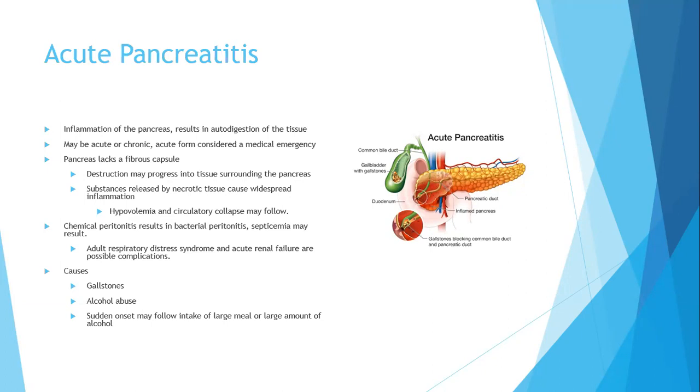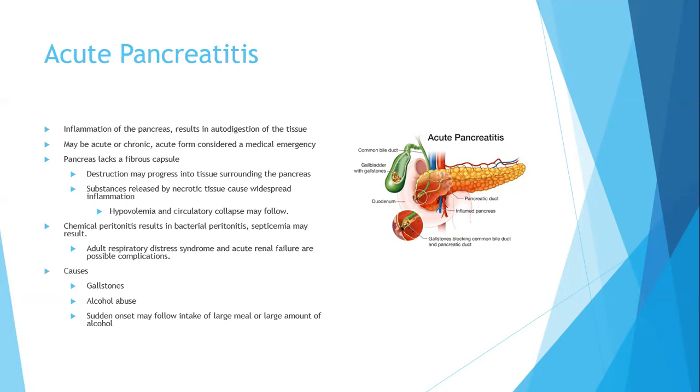If you are having destruction of tissue in the pancreas, it can also progress to tissue surrounding the pancreas, and substances released by the necrotic tissue can cause widespread inflammation because it's digesting the tissues around it, basically. And that can cause hypovolemia and circulatory collapse. So that's why it's a medical emergency, because you could die from it. So you got to get that treated.